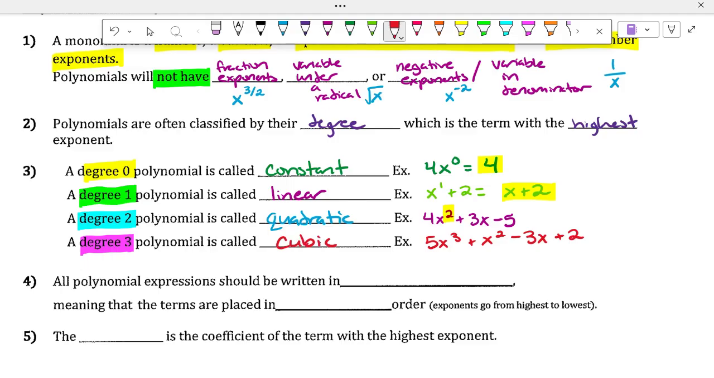Just for funsies, if the degree is 4, what do you think it's called? So it has an x to the 4th power in there. So quadratic, cubic, quartic. So quartic is a degree of 4, quintic is a degree of 5. Now, you really only need to know these first 4, but, brownie points if you can remember quartic and quintic. Okay.